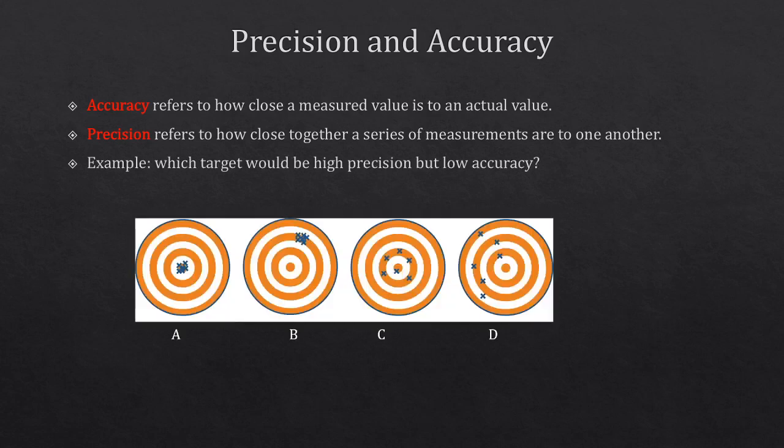So taking this into account, let's look at this picture. Which target do you think there, A, B, C, or D, would be high precision but low accuracy? And I suggest you pause the video here and come up with an answer, and once you have an answer, then restart it.